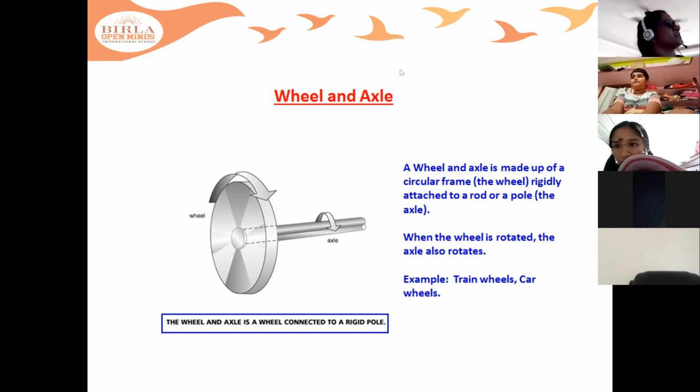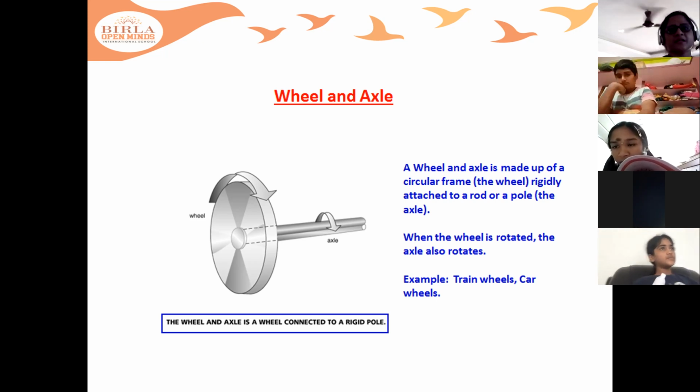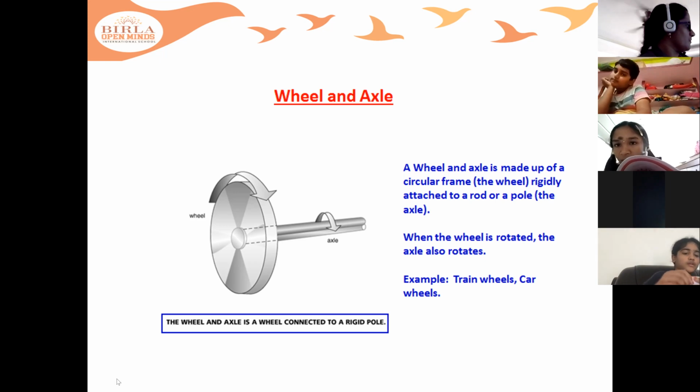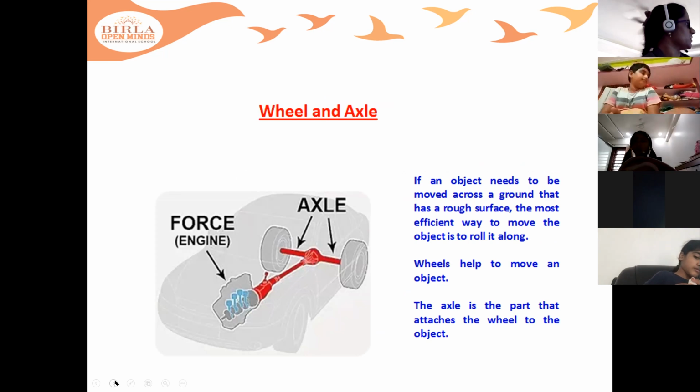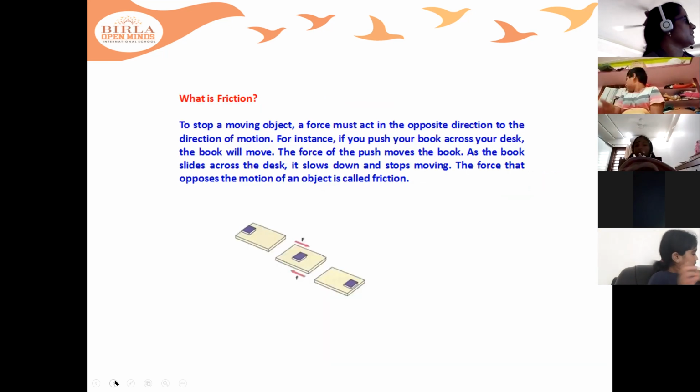A wheel and axle is made up of a circular frame. The wheel is rigidly attached to a rod or a pole. You can see in this picture. When the wheel is rotated, the axle also rotates. For example, train wheels and car wheels. Another example of this wheel and axle is, have a look at this, a car.